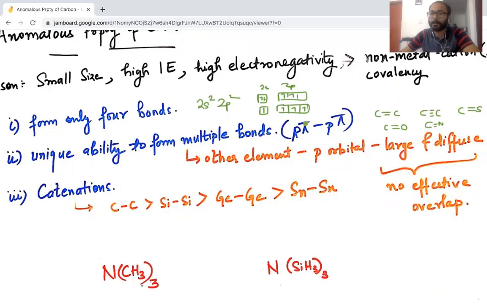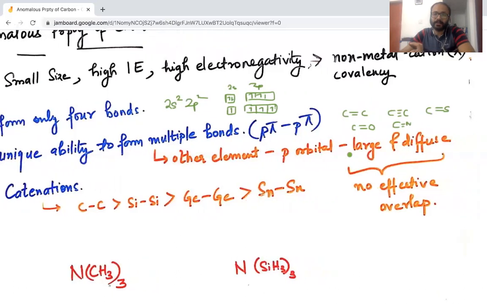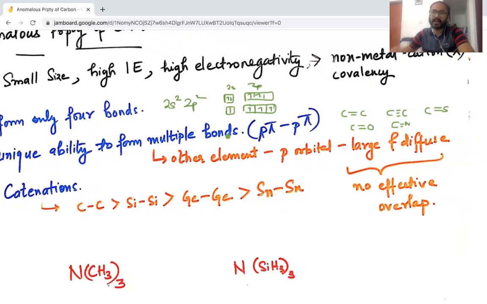of this p pi p pi overlap, and that is very unique to carbon, because the 2p orbitals are at the right energy level, and their shape and their availability are so perfect that it is able to form such p pi p pi bonding with other elements like itself, or nitrogen, oxygen, or sulfur. With their p orbitals, it can form perfect p pi p pi multiple bonds.